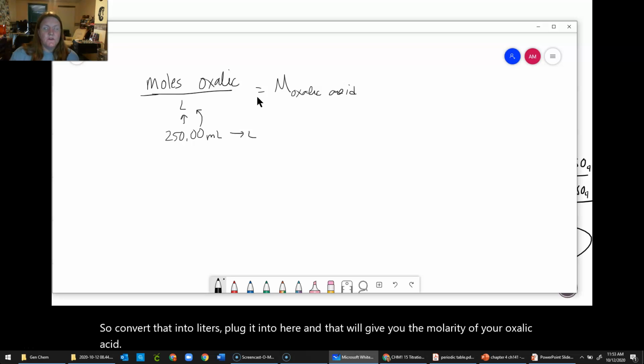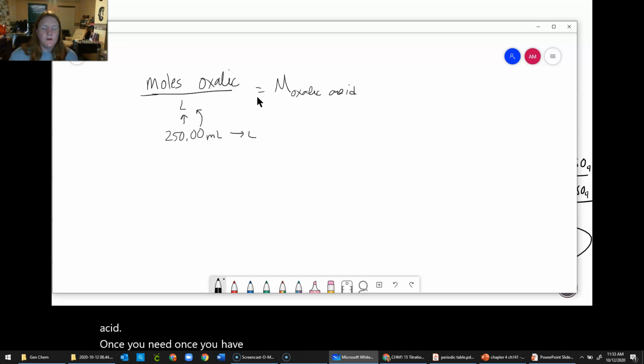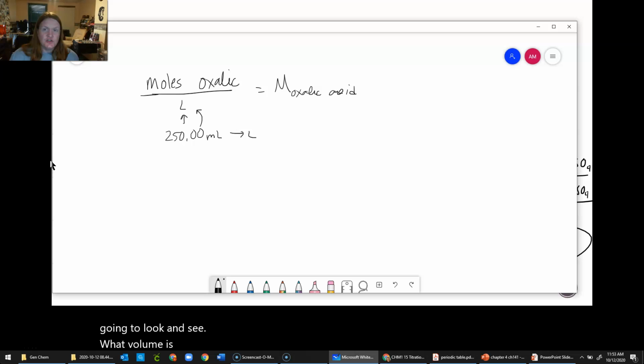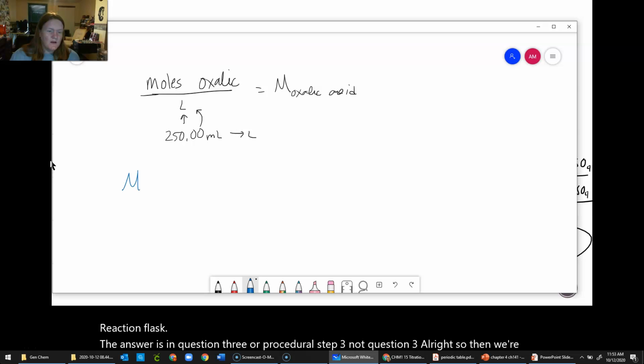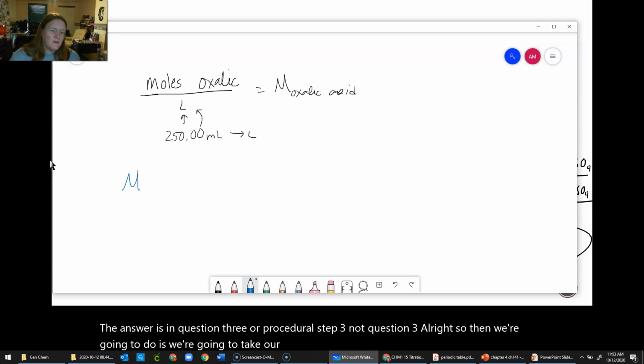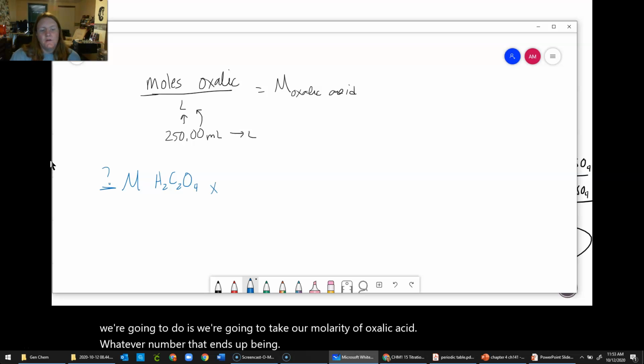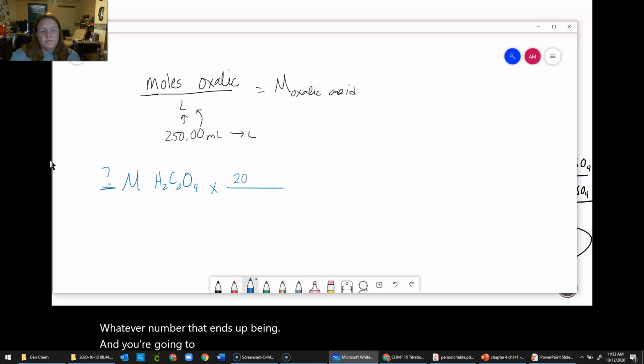Once you have that, then you're going to go into the procedure and you're going to look and see what volume is pipetted into each reaction flask. The answer is in question 3, or procedural step 3, not question 3. All right, so then what we're going to do is we're going to take our molarity of oxalic acid, whatever number that ends up being, and you're going to multiply by that volume.